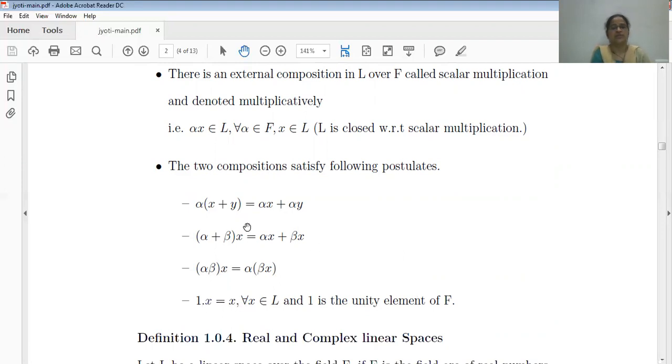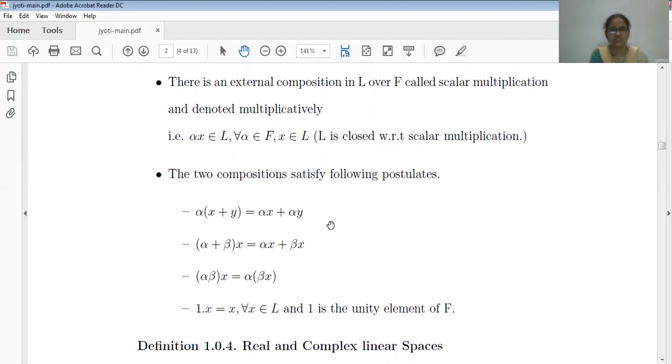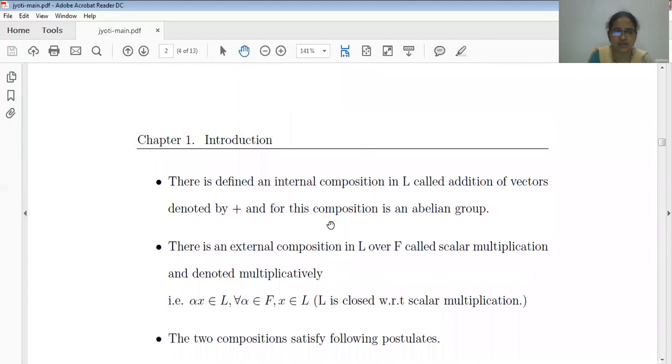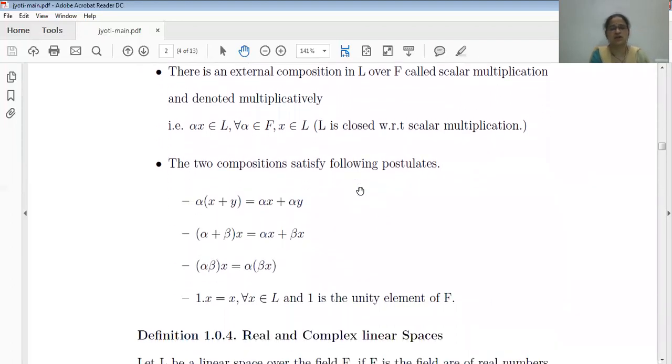Though these first two conditions look like distributive properties, they are not, since for distributive properties we require all the elements to be members of the same set. But here the elements we are using for the conditions are not elements of the same set. Therefore, these are not distributive. Whatever conditions we have seen, in all there are 10 conditions for the vector space. If any non-empty set satisfies these 10 conditions, it is called a vector space.